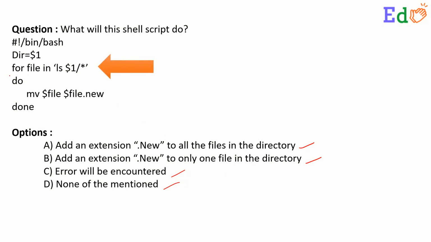Now if you look at this line, here a for loop is used in which $1 is the first argument, and here a wildcard is used in which all the occurrences of the files will be checked. And now in this line the mv command is used, which will change the extension of the file to file.new for all files, as here the wildcard is used.